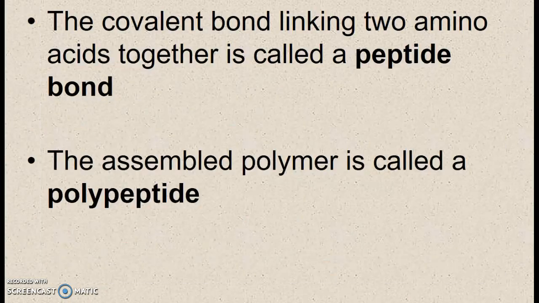Okay, so the other thing I wanted to point out about proteins is that the covalent bond that links two amino acids together is called a peptide bond. A peptide bond, again, is formed through a dehydration synthesis reaction.